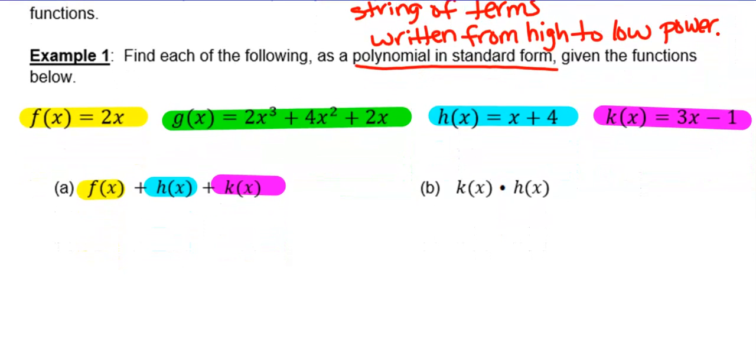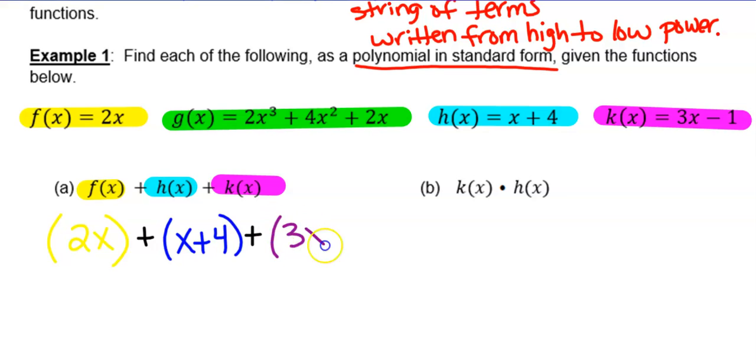All right, I'll change to my pen. So I have the 2x function, plus I'm going to add h of x, which is x plus 4, plus I'm going to add k of x, which is 3x minus 1. And then we'll start simplifying from there.